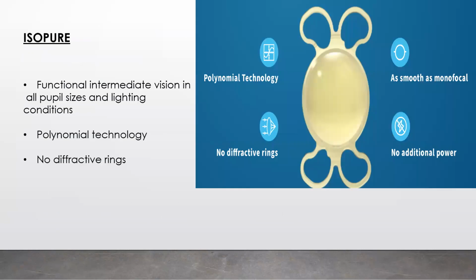And I think this is the last one that I'm sharing. This is the IsoPure. We have used one or two, I think, in our setup also. This gives us functional intermediate vision in all pupil sizes and lighting conditions with a polynomial technology with no diffractive rings. This is a particular lens which mentions that it is mostly a bifocal lens rather than an extended depth of focus or a multifocal lens.